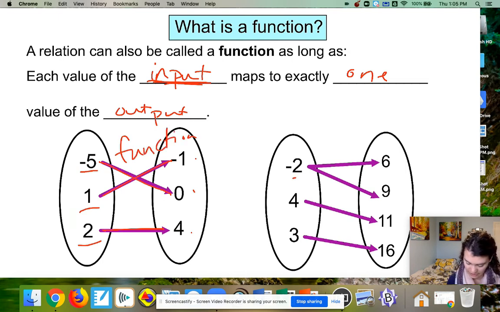Here, if we look at -2, this one goes to 6 and it goes to -9. So it goes to two things. That's not possible if it's a function. So this is not a function.